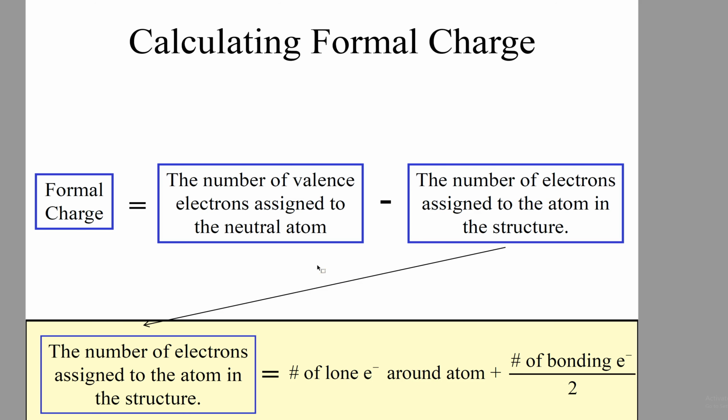The quick and easiest way to remember formal charges is to take the number of valence electrons minus the number of electrons assigned to the atom in the structure. And that should tell you how many electrons are assigned to each one. And we're going to count how many lone pair electrons you have around the atom, plus the number of bonding electrons divided by 2, because each covalent bond is sharing 2 electrons.